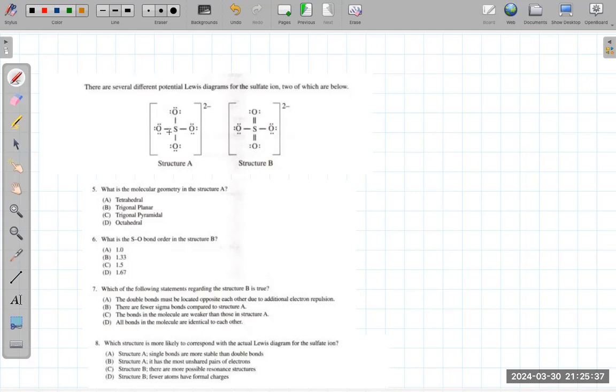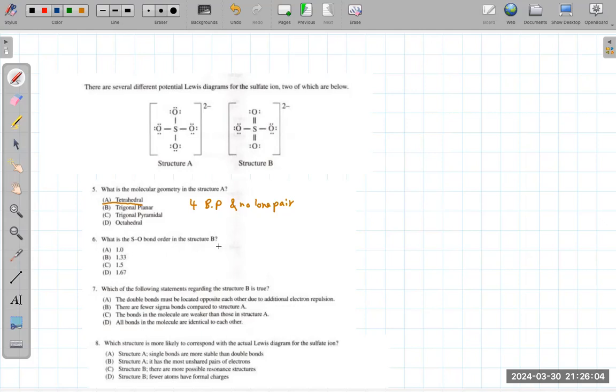Tetrahedral. Okay, I have 4 electron clouds around the S, so it's most probably tetrahedral. What is the SO bond? This is tetrahedral because I have 4 things and no lone pairs. So 4 bond pairs and no lone pair. That's why it's tetrahedral. And then what is the SO bond order in structure B?